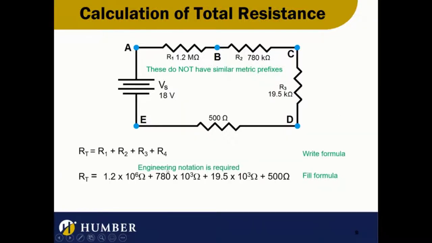We use engineering notation because in this way, when we write engineering notation, we go down to what I call the base unit. It's just ohms, ohms, ohms, ohms, ohms. No longer are we adding mega ohms and kilo ohms. We're just adding ohms with ohms. So I'm replacing this M with 10 to the 6, this K with 10 to the 3, and this K with 10 to the 3, and that's already in ohms anyway. Fill out the formula, write down the answer, and there you go.